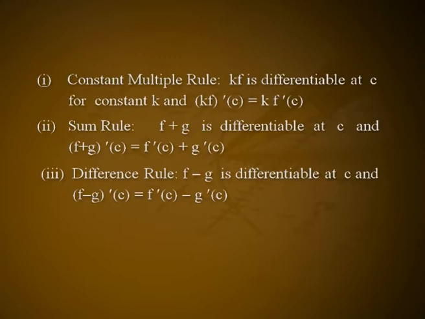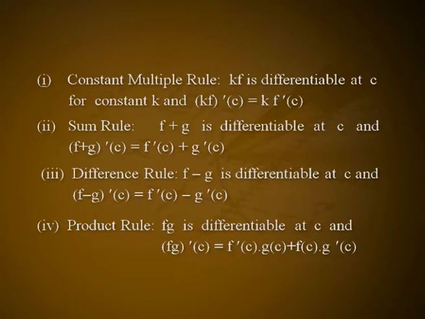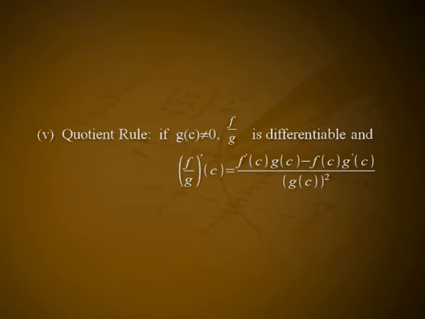3. Difference rule. f minus g is differentiable at c and (f minus g) prime of c equal to f prime of c minus g prime of c. 4. Product rule. f g is differentiable at c and (f g) prime of c equal to f prime of c into g of c plus f of c into g prime of c. 5. Quotient rule. If g of c not equal to 0, f by g is differentiable and (f by g) prime of c equal to (f prime of c into g of c minus f of c into g prime of c) by (g of c) whole square.